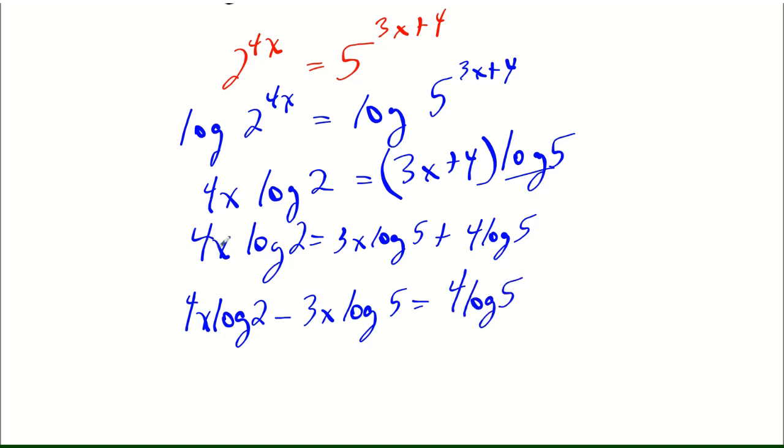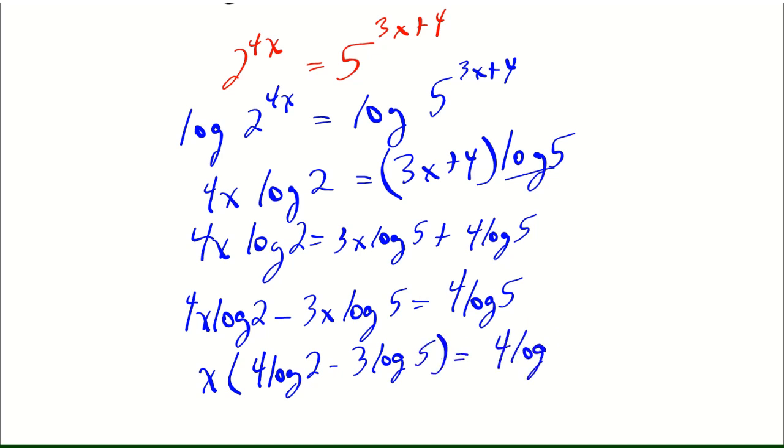No non-x terms on the left side, so that's all we're going to have left. Factor out the x: x times 4 log of 2, take away 3 log of 5, equals 4 log 5.